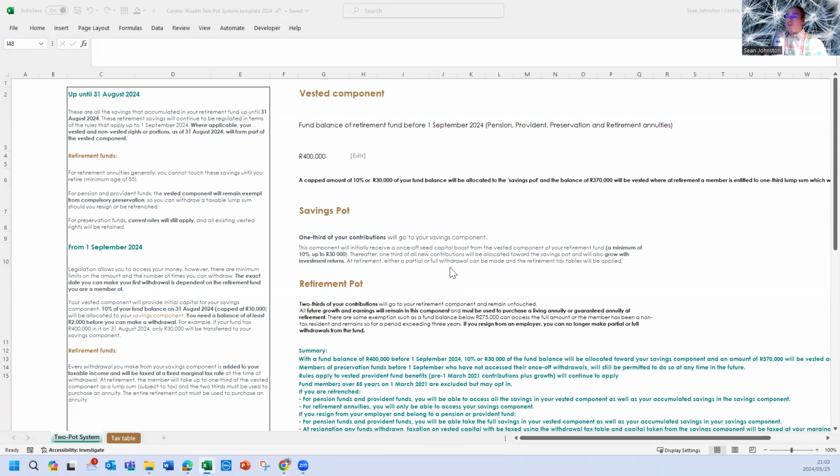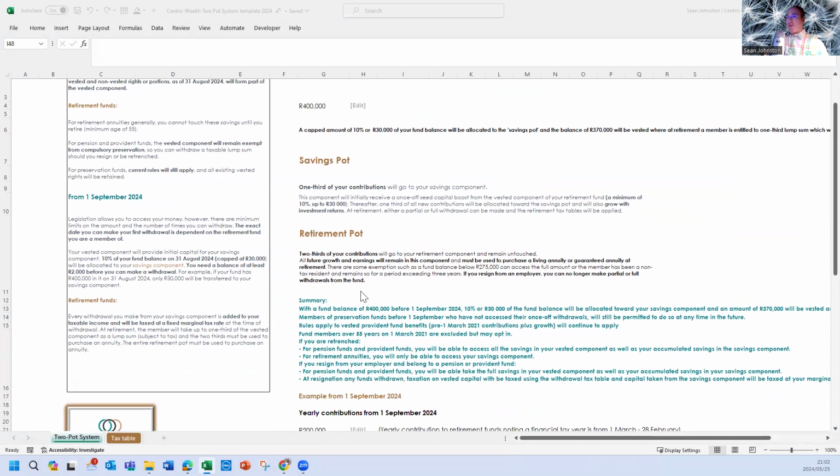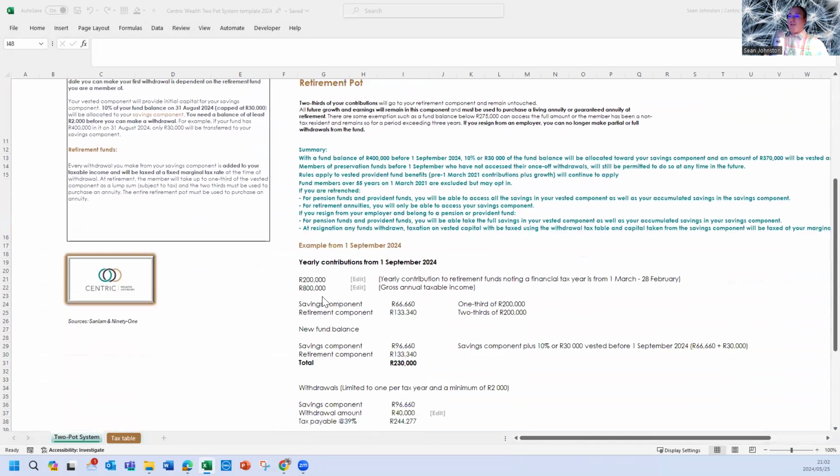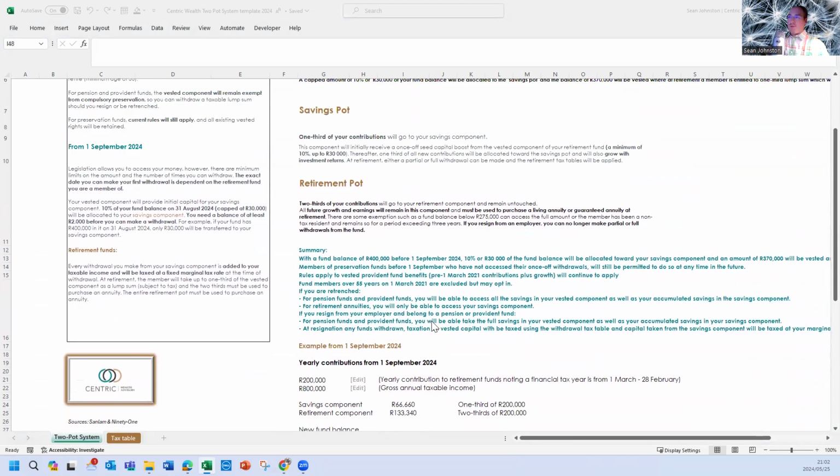That has to be available to the public to see if the system is actually working compared to what it was prior to the 1st of September, with people resigning and accessing the full amount using the withdrawal tax tables. So I'm kind of skeptical about this, just because I'm running the numbers in my head on how this works mechanically. But nevertheless, I'm going to go through the implications before and after, and then I'm going to do an example here to show you practically the implications of the 1/3, 2/3 going into the two pots.